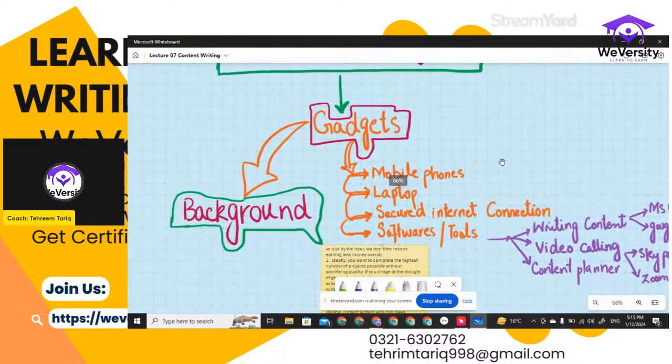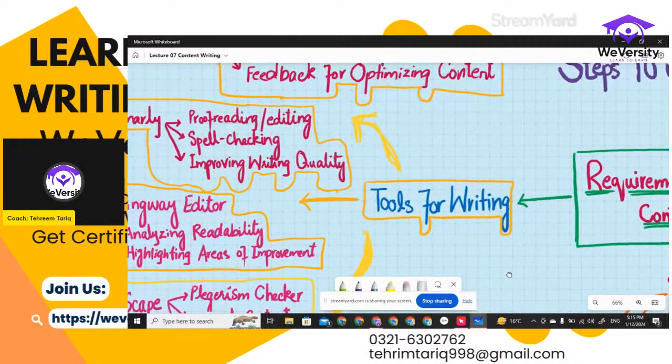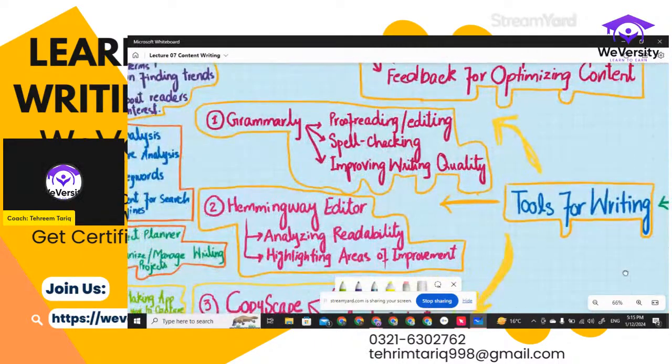Now, we shall discuss the tools that you require in order to work as a freelance content writer. First one is Grammarly. Grammarly is a kind of proofreading and editing tool, and you must have this software installed in your laptops before working as a content writer. Even if you are not working as a content writer, you require this tool in your daily routine as well, in order to improve your writing ability.